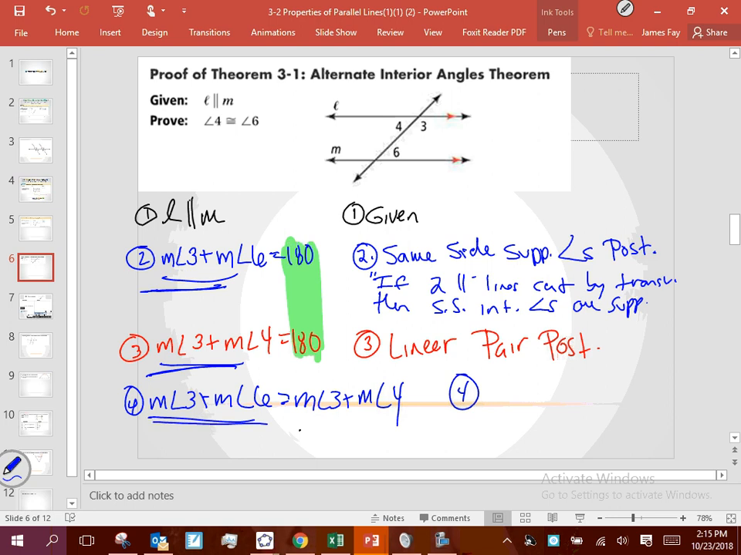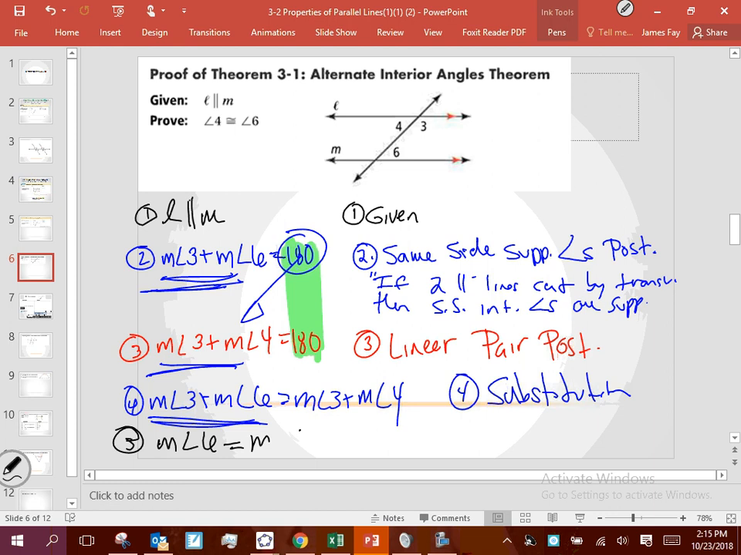This statement right here is the same as number 2, right? Except the 180 got replaced with what it was equal to. Substitution. What's on both sides there? 3. In the past, we've gotten rid of that 3, right? Well, why not do the same thing? It worked earlier. Let's see if it works here.